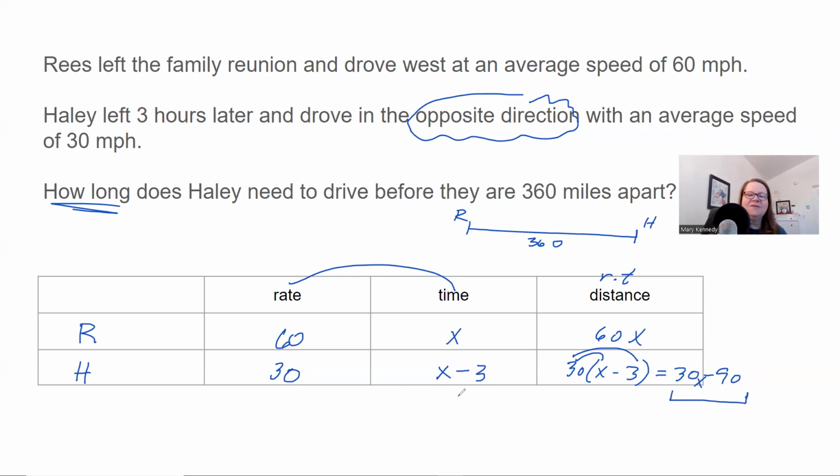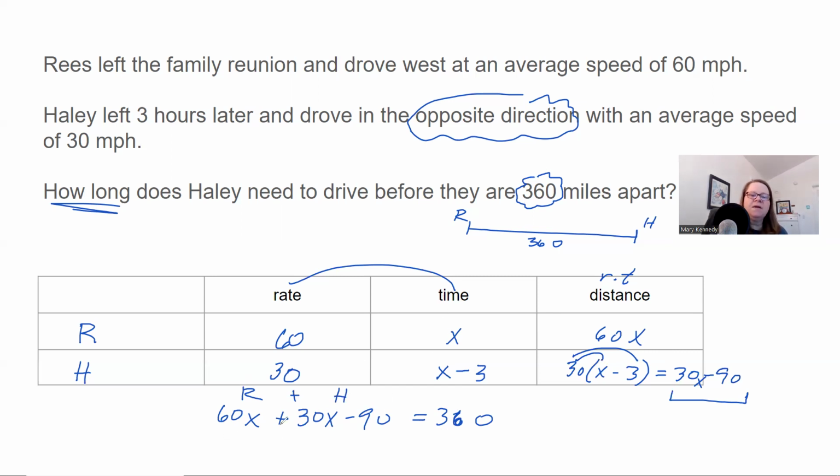60x is Reese's distance. Now, we don't set those equal to each other. Their distances are not the same. We don't have anything that tells us they're the same. We want to know when they're 360 miles apart. When you add up the distance that Reese drove to the distance that Haley drove, when is that equal to 360? That is how you'd set up the equation. Reese's distance plus Haley's distance equals the total distance.